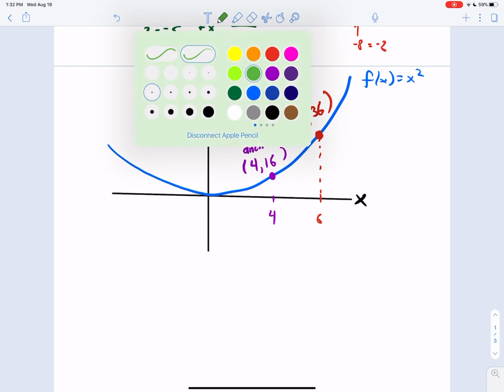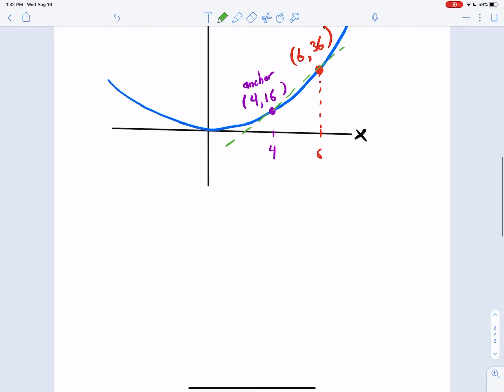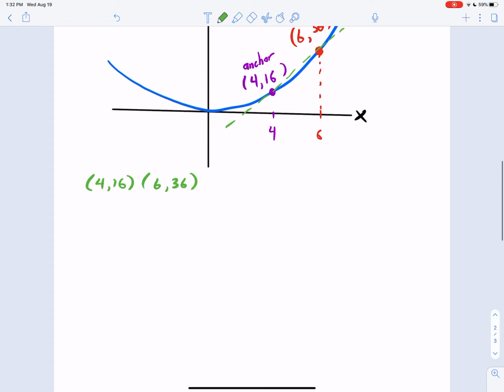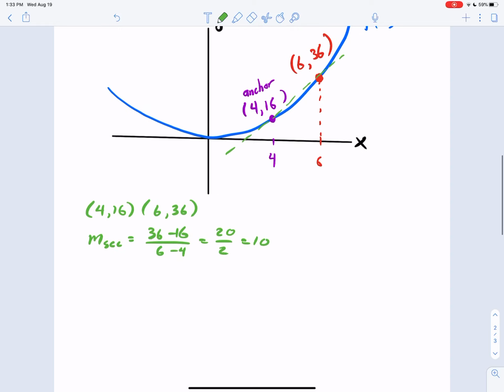And with 2 points, I can connect it to create a line. But more specifically, a line that intersects the curve twice. We call that a secant line. And with the secant line, we could always find the slope of the secant line. So here we have 2 points. And by now, I hope you guys are getting the repetition to what I'm saying here, okay? There's a purpose behind that. So the slope of the secant line here is going to be 36 minus 16 all over 6 minus 4. That comes out to 20 over 2, which is 10. So the slope of that green secant line is 10.